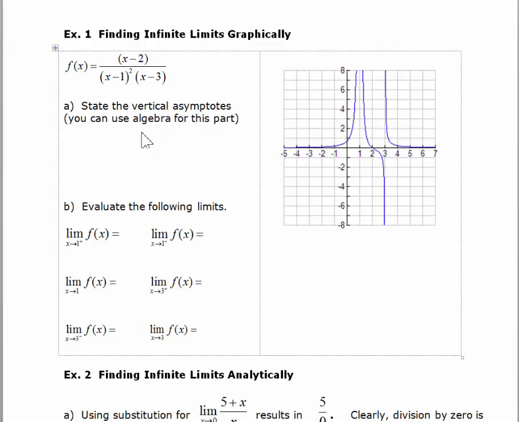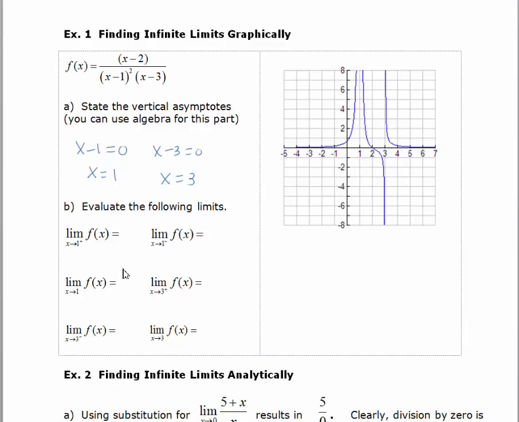So you don't have to use the idea of a limit. You know, or should know, that once a rational function is reduced completely, you'll find vertical asymptotes by setting the denominators equal to 0. Doing so results in a vertical asymptote of x equals 1 and a vertical asymptote of x equals 3. So you can see that visually where those asymptotes are.